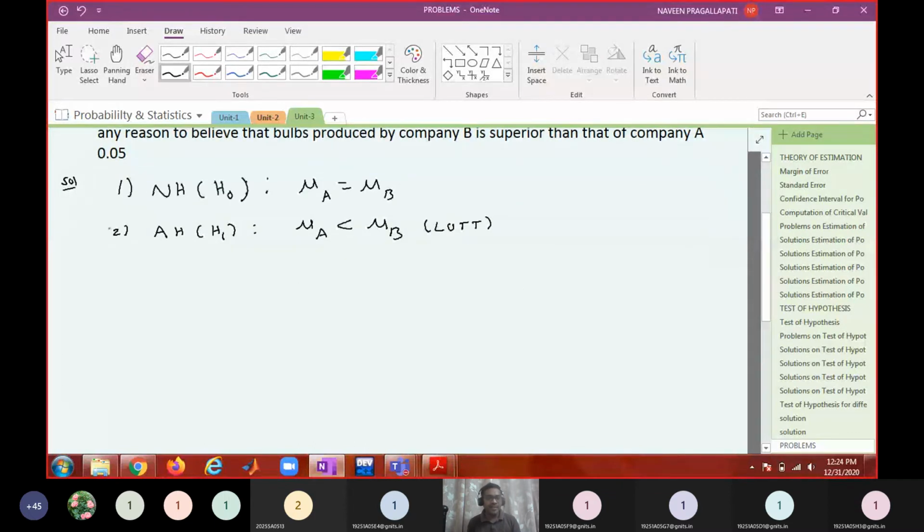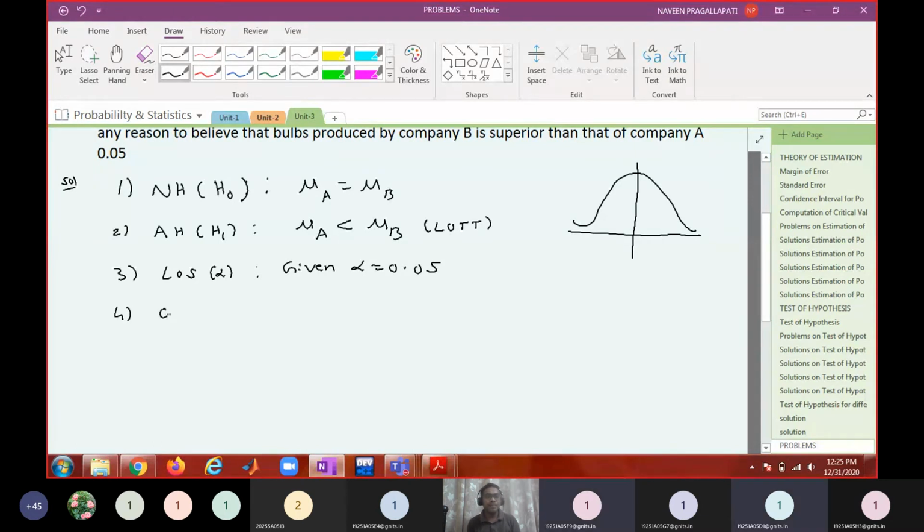Okay. So in that case, what is your level of significance? Given 0.05. What are the critical values now? Two critical values or only one critical value? One critical value, Z alpha. You are applying left one-tailed test, so minus Z alpha, only minus Z alpha.